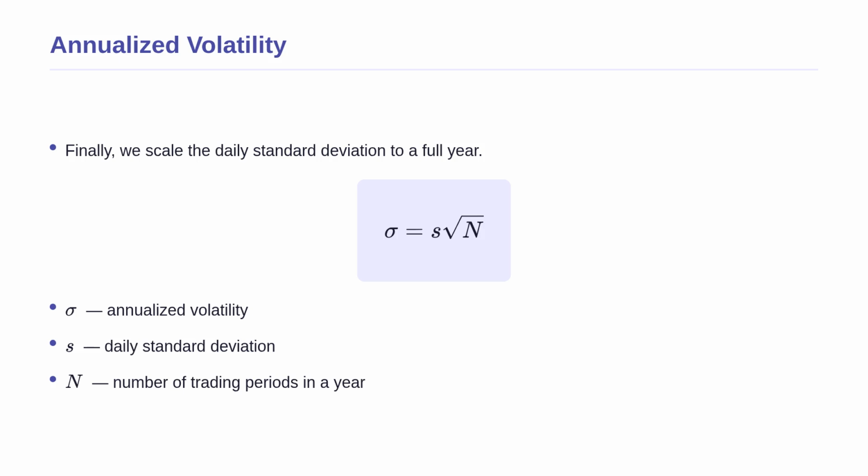The last step is to convert our daily standard deviation into an annualized volatility, denoted by the Greek letter sigma. In finance, variance scales linearly with time, which means standard deviation scales with the square root of time. So we multiply our daily standard deviation s by the square root of n, where n is the number of trading periods in a year. For daily data, n is typically 252, accounting for weekends and holidays. This final sigma is the standard measure of risk used in financial models.